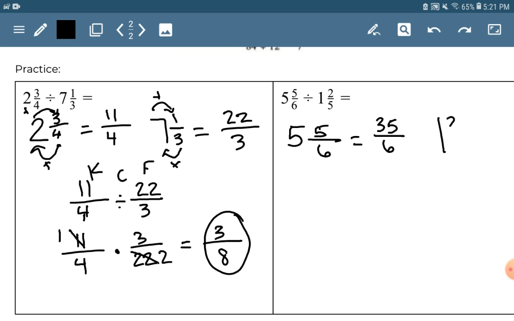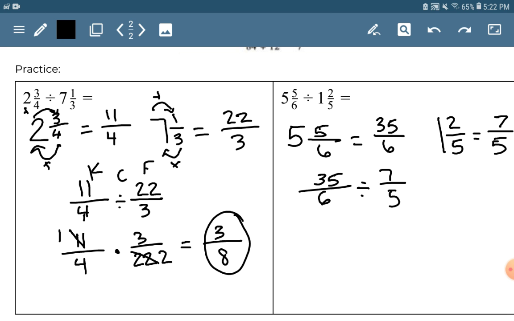For 1 and 2/5, I'm going to do the same thing. I'm going to multiply my denominator and my whole number. 5 times 1 is 5. Then add my numerator. 5 plus 2 is 7. Keep our denominator the same. Now I'm going to rewrite my problem, but make sure I keep it in the same order. So instead of 5 and 5/6, I'm going to put 35 over 6 divided by, instead of 1 and 2/5, I'm going to put 7/5.